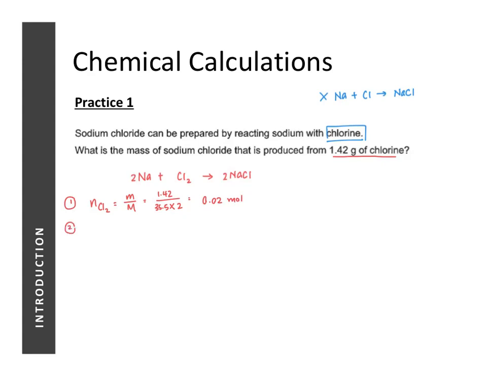Step number 2, compare mole ratio. Compare mole ratio between what? Between what is given. So we are given the mass of chlorine and what we want to find. What do we want to find? We want to find the mass of sodium chloride. So what is the ratio like? The ratio is this: 1 mole of chlorine will give me 2 moles of sodium chloride.